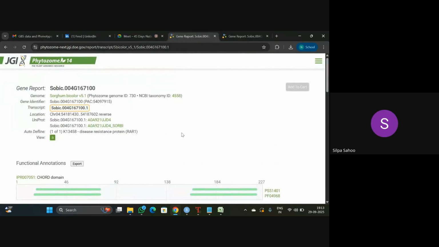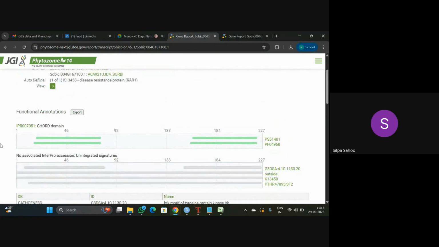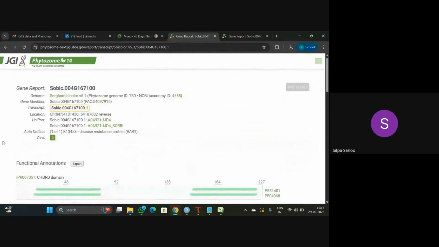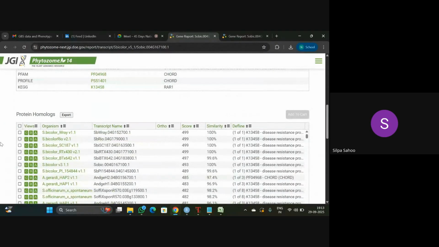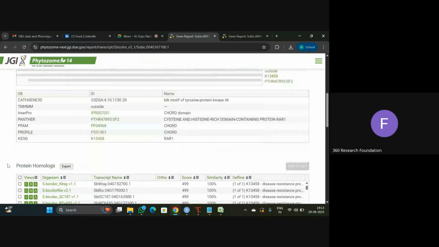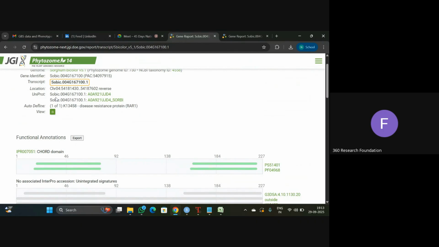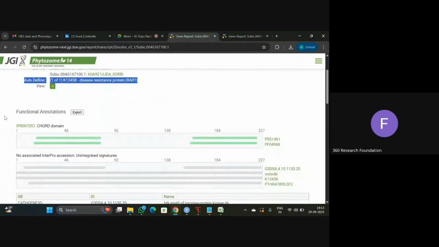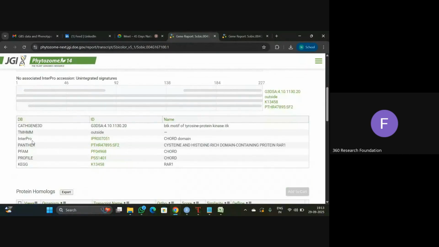Sir, yes, hello. Yeah, sir. In the protein homolog table, what is the meaning of that score and similarity? On what basis? Structure or what? It is based on the function. Whatever the functions are there. See, this is the gene ID. So this is the definition of that gene. And these are all the functional annotation based on these different databases.